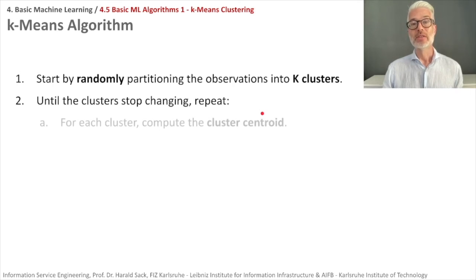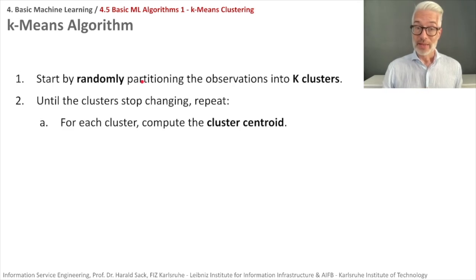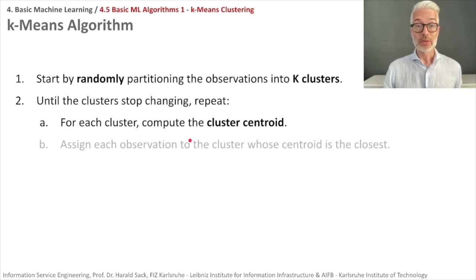threshold. So we repeat, for each cluster, we compute the cluster centroid. So in the first distribution, when we do this random partitioning, then of course, all 3 clusters will heavily overlap. And of course, then the centroids will be rather close together. But already then, if they are not exactly on the same spot, the second step will take place. So here, assign each observation to the cluster whose centroid is the closest.